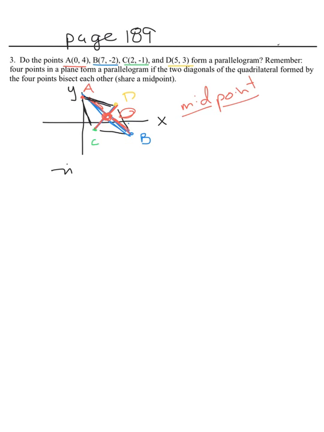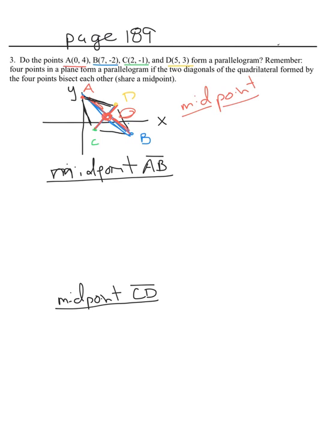So we are going to find the midpoint of AB, and then we're also going to find the midpoint of, let's see, what's the other one? CD. And if those two are exactly the same point, then we know this is a parallelogram.